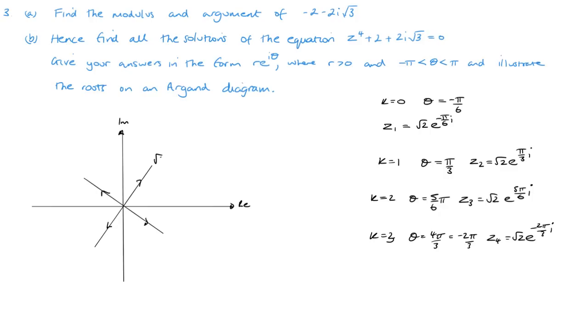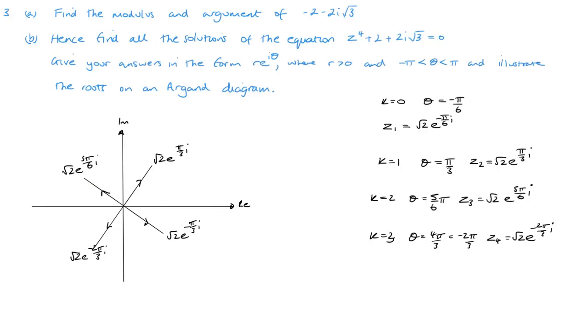So this one is my root 2 e to the pi by 3 i, and opposite it was root 2 e to the minus 2/3 pi i, and then in my top left was root 2 e to the 5 pi by 6 i, and then the bottom right is root 2 e to the minus pi by 3 i. Okay, just in terms of angle size, so 1/3, 2/3, 1/3, 5/6 there.